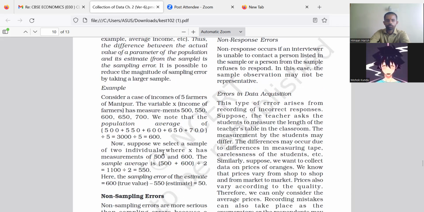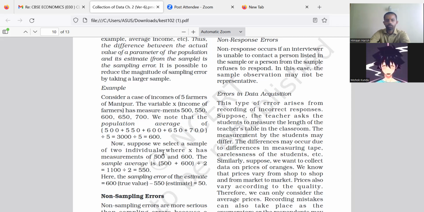Consider a case of incomes of 5 farmers in Manipur. The variable X, income of farmers, has measurements of 500, 550, 600, 650, and 700. We note that the population average is 500 plus 550 plus 600 plus 650 plus 700 divided by 5, because there are 5 values given. The average value can be determined by dividing by 5: 3000 divided by 5 is equal to 600.